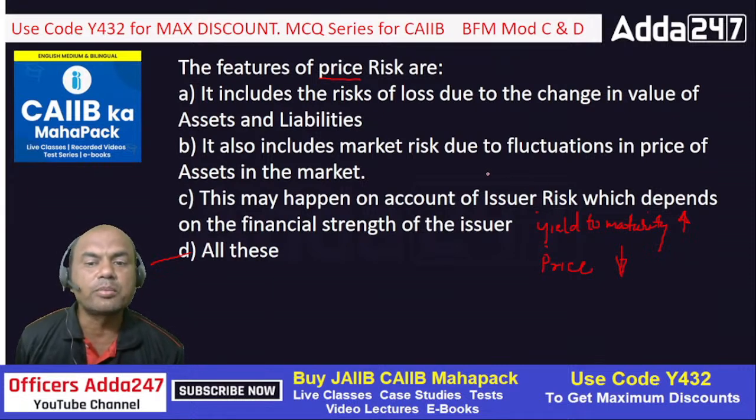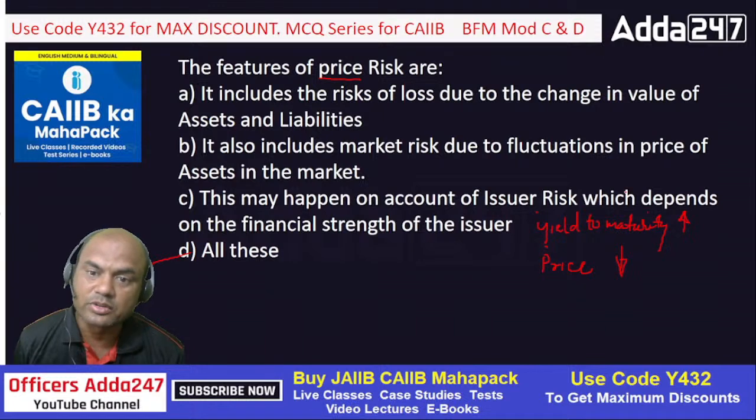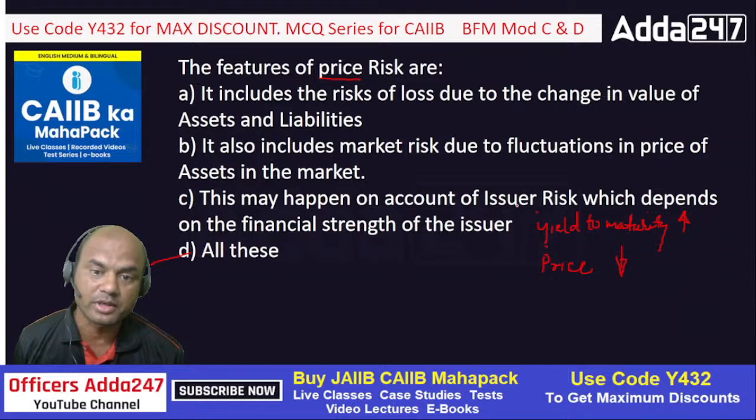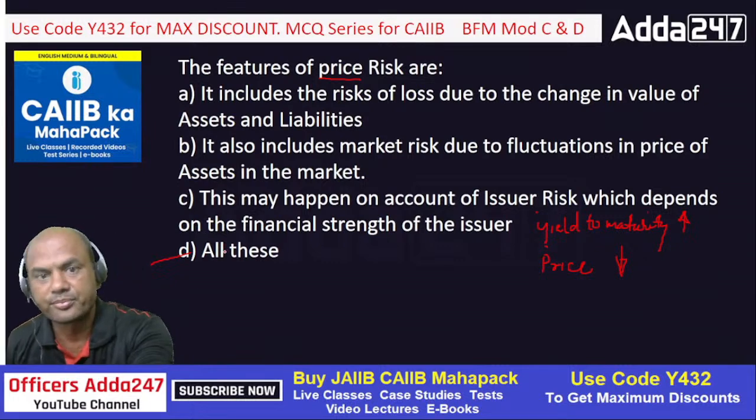Now, if Sri Lanka had issued the bonds and somebody had purchased them, once the Sri Lankan government fails, it has actually failed. So the value of that bond becomes almost zero, nil. This is known as the issuer risk. It is also a part of credit risk, because it's a part of country risk or counterparty risk, since after all the issuer is a counterparty. So this may happen on account of the issuer risk. Got it, everyone? So the answer is D.